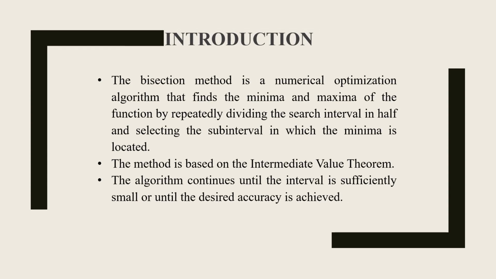Introduction for bisection process. The basic idea of the bisection method is to start with an interval a comma b that contains the maxima or minima of the equation, and then repeatedly divide the interval in half until the root is found with a desired level of accuracy. The midpoint of the interval is computed as a plus b by 2, and the sign of the function is evaluated at the midpoint. Depending on the sign of the function at the midpoint, the algorithm selects either the left or right half of the interval for the next iteration. This process will keep on repeating until the minimum or maximum is found with the desired level of accuracy.